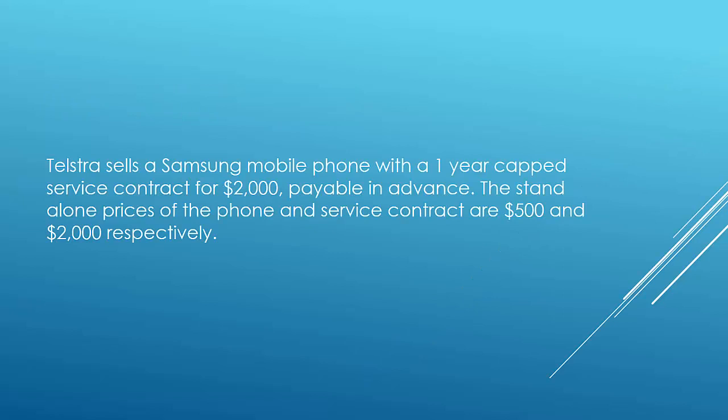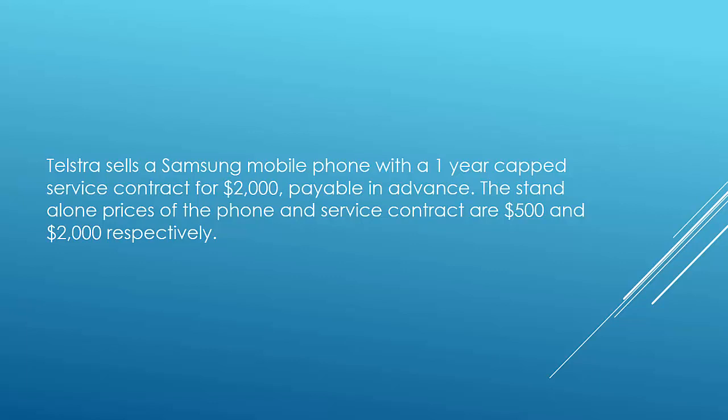Let's think about this in relation to a simple example. We're focusing on a telephone service provider, Telstra, and it sells to its customer a mobile phone, a good, with a 1-year capped service contract for $2,000 payable in advance. So what we have here are two goods or services. Now that wouldn't be a problem if they were both sold on the basis of standalone prices. But the standalone price for the phone is $500 and the standalone price for the service contract is $2,000.